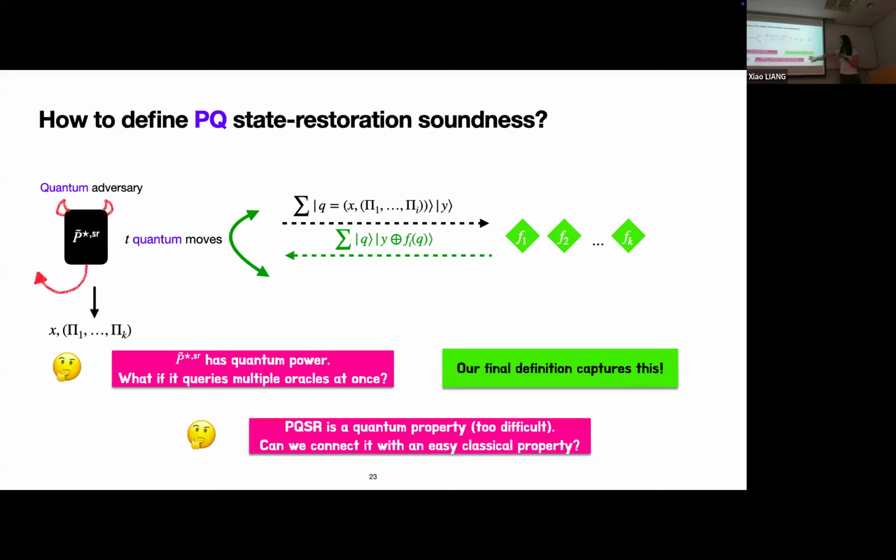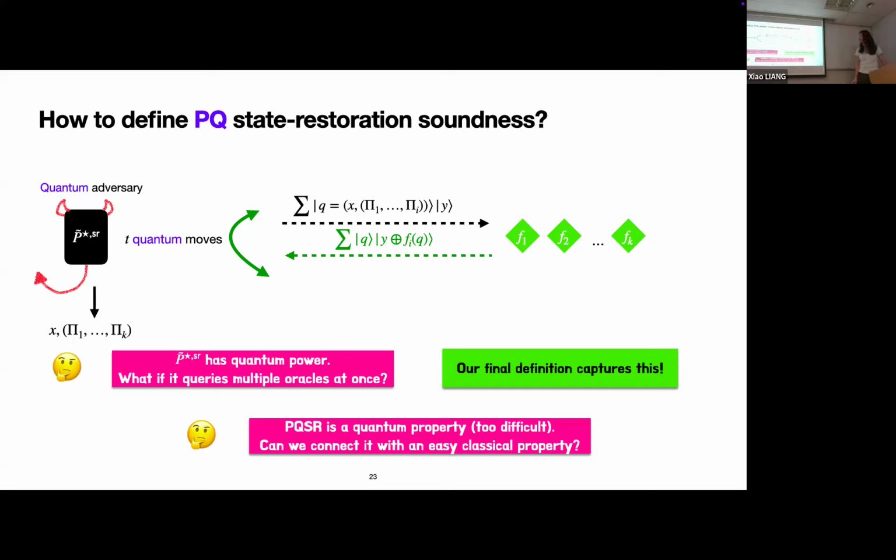And secondly, this definition is a quantum property. It seems pretty difficult to determine whether an IOR satisfies PQSR or not. So the question is whether we could connect it with an easier classical property. You can actually show that if the IOR has that classical property, then it is PQSR secure.